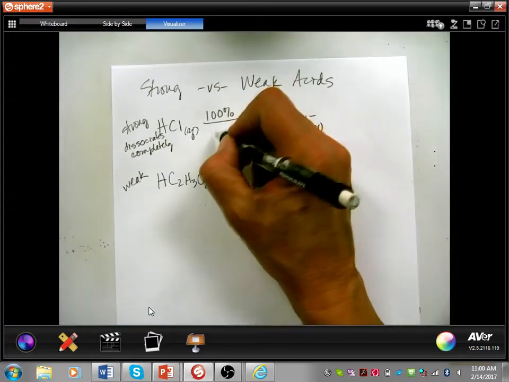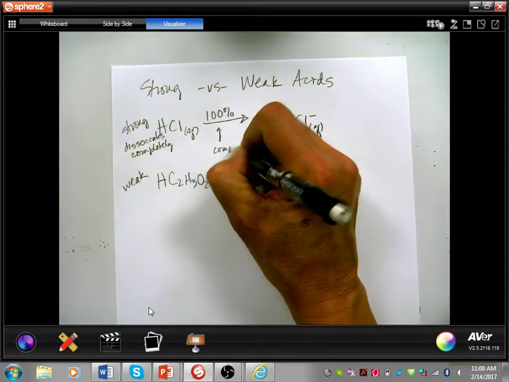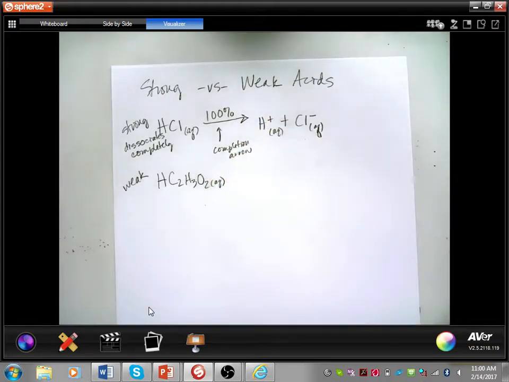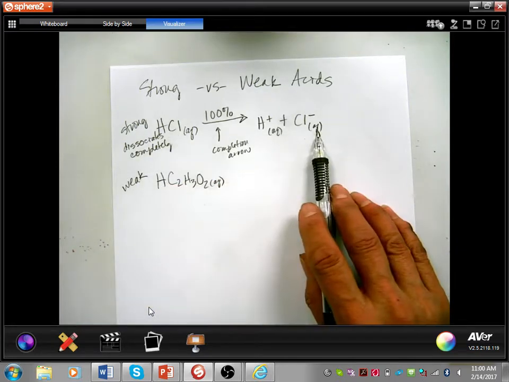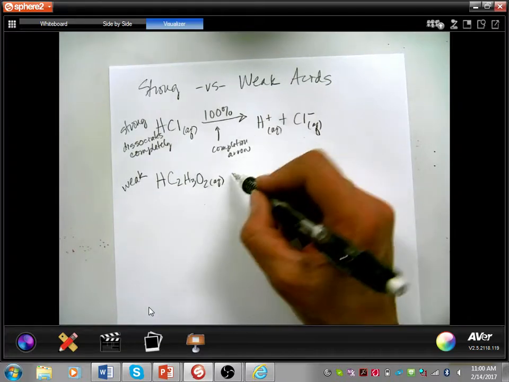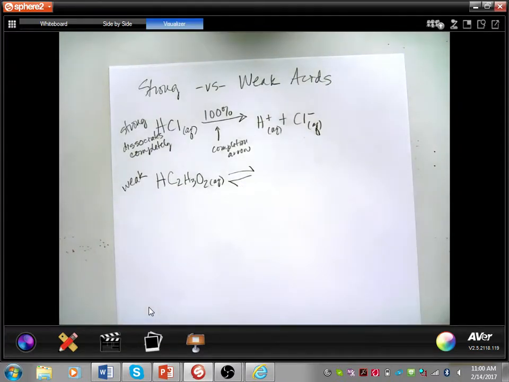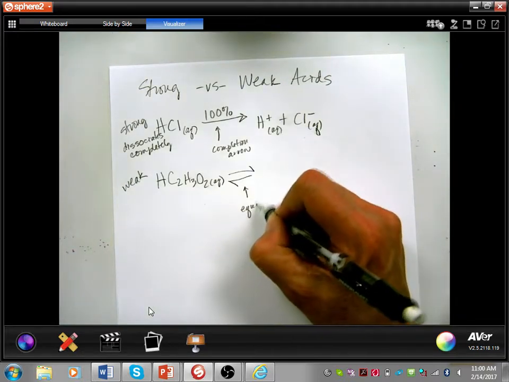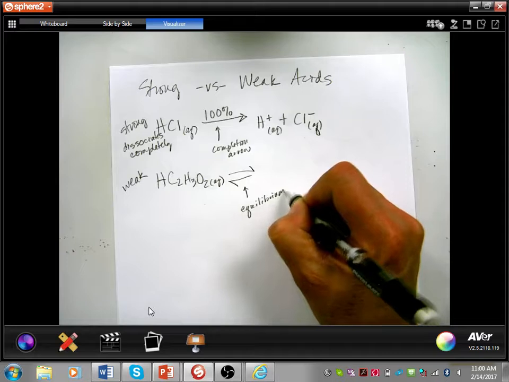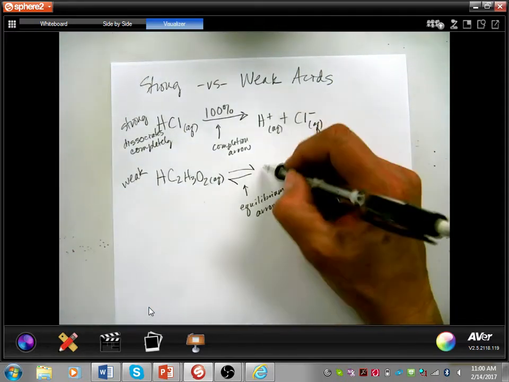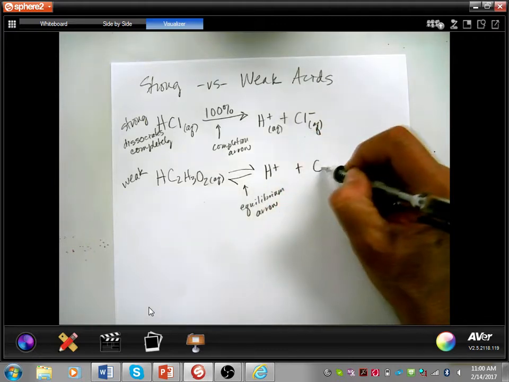Every single piece you put in water breaks up into its component ions. This is why we use what's called a completion arrow when we're describing strong acids, because these reactions go to completion. They start over here, they go all the way across, and they go to completion. Weak acids, on the other hand, and you'll get a lot more of this when you get to Chem 152, we use a different kind of arrow. We use what's called an equilibrium arrow.